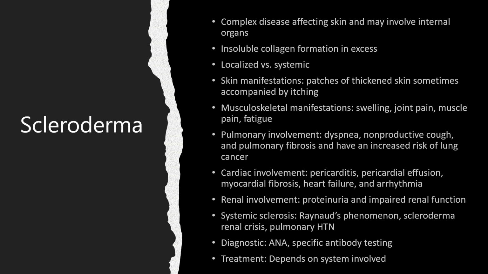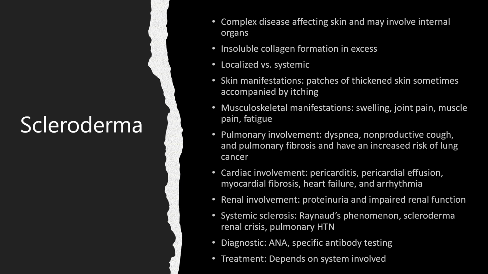Clinical manifestations of diffuse or limited systemic scleroderma may involve skin, lungs, heart, kidneys, and musculoskeletal system. Skin manifestations are the patches of the thickened skin, sometimes accompanied with itching, especially in early stages. Patients with pulmonary involvement may experience dyspnea, non-productive cough, and pulmonary fibrosis, and have an increased risk of lung cancer. Conditions related to cardiac involvement include pericarditis, pericardial effusion, myocardial fibrosis, heart failure, and arrhythmia.